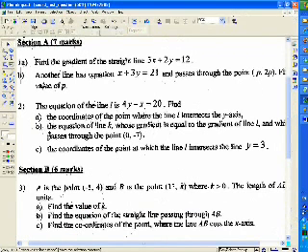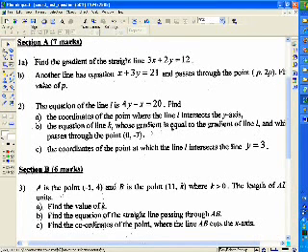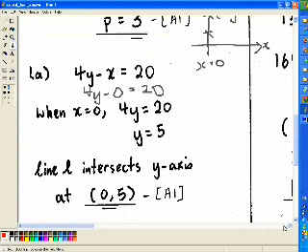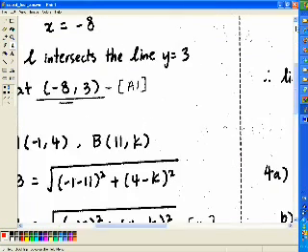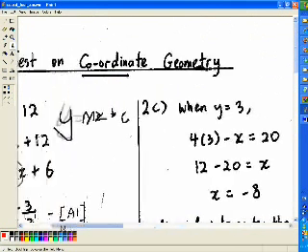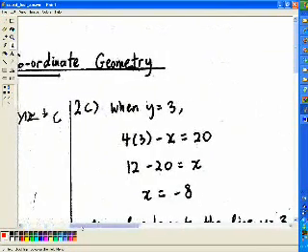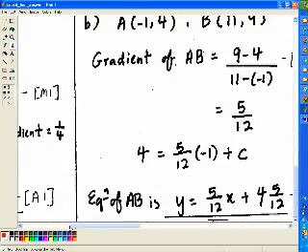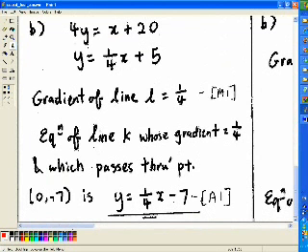Question 2b. The equation of line k, whose gradient is equal to the gradient of line L, and passes through the point (0, negative 7). In this case, we are given a gradient and a point. But how do we find the gradient? We first need to, let me find my slide. How do we find the gradient?